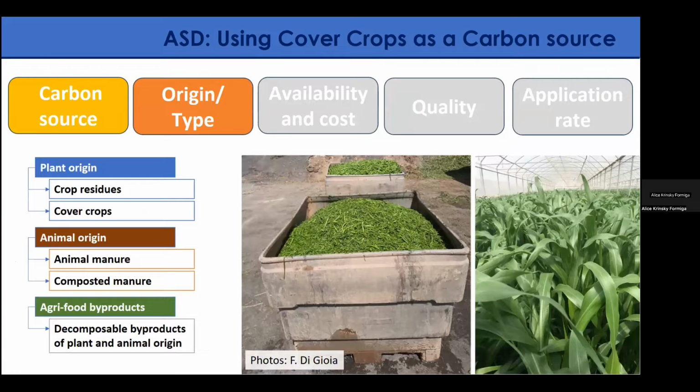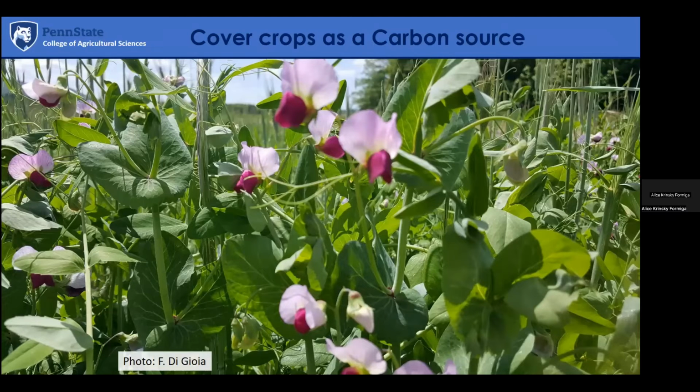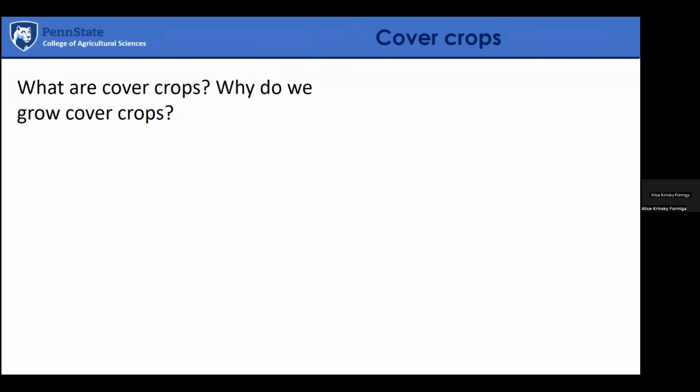And in the previous webinar, we also mentioned that cover crops can be a suitable carbon source. We didn't say much last time about cover crops, so today we're going to focus on cover crops. What you see here is a nice picture of some snow peas that are in a mix with some grasses and radishes. It's a very common cover crop mix that we use as an overwintering cover crop here in the Mid-Atlantic region.